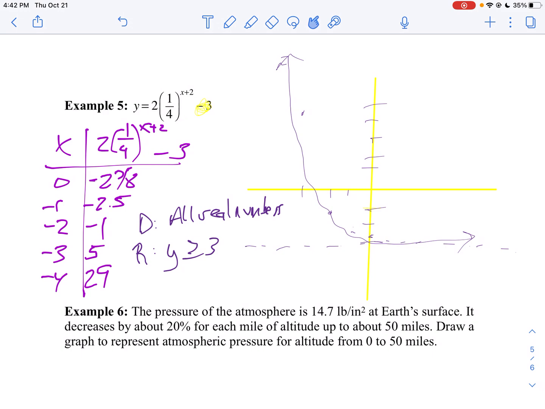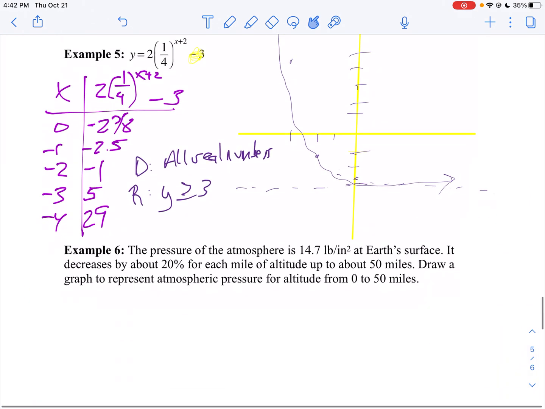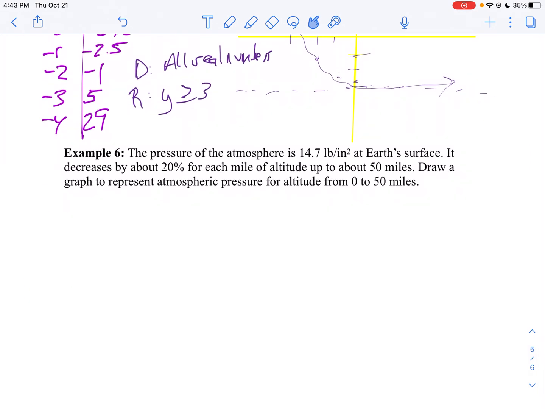Now let's take a look at example 6. It says the pressure of the atmosphere is 14.7 pounds per square inch at the Earth's surface. It decreases. This is a little bit different now. It decreases, so that's going to be exponential decay, by about 20% for each mile of altitude up to 50 miles. Draw a graph to represent the atmospheric pressure from an altitude of 0 to 50 miles.